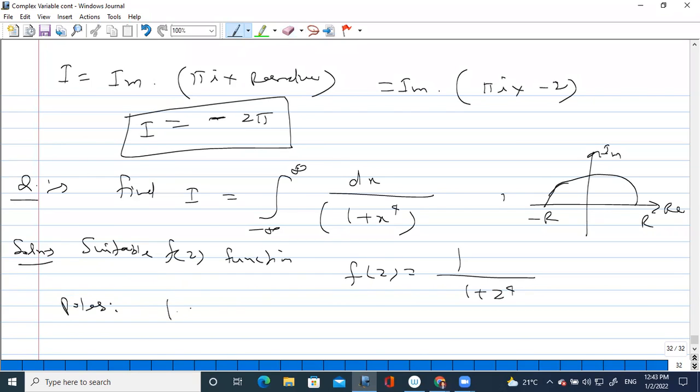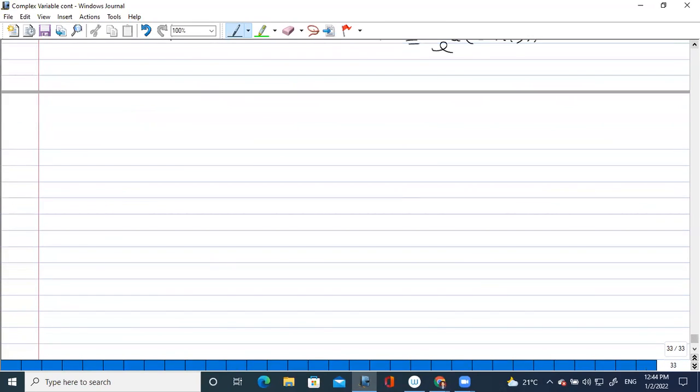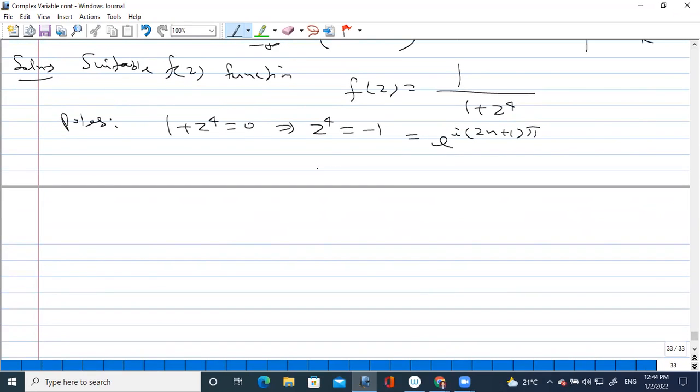To get poles, put 1 plus z to the power 4 equal to 0, z to the power 4 equal to minus 1. We have already discussed it. This minus 1 can be written as e to the power i(2n plus 1)pi. Okay. So z will be e to the power i(2n plus 1)pi by 4. Understood? Here you can put n equal to 0, 1, 2, 3 because this is having 4 roots. So 4 poles will be there.